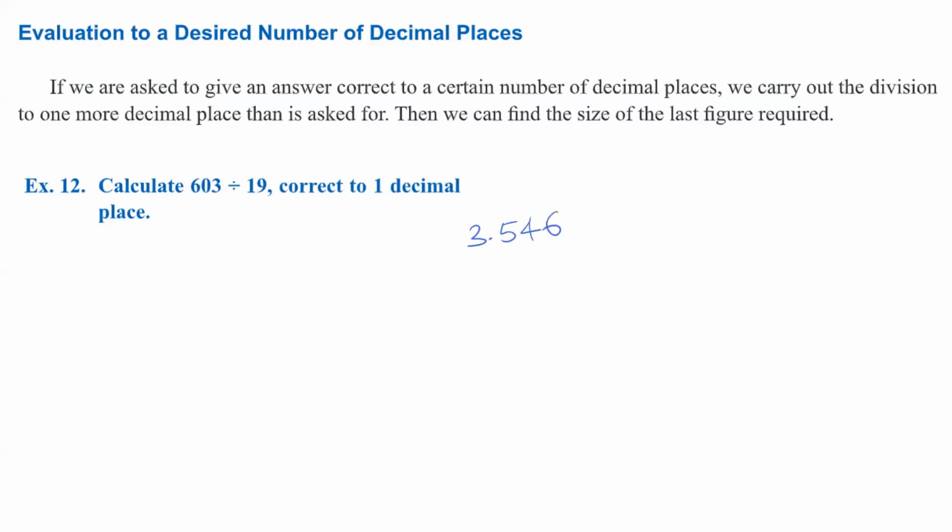Now you are asked to round this to 1 decimal place. That means here I have 3 decimal places, but I need the answer to contain only what? 1 decimal place. That means I should remove these 2 numbers. Fine. In this method, we have one simple rule.